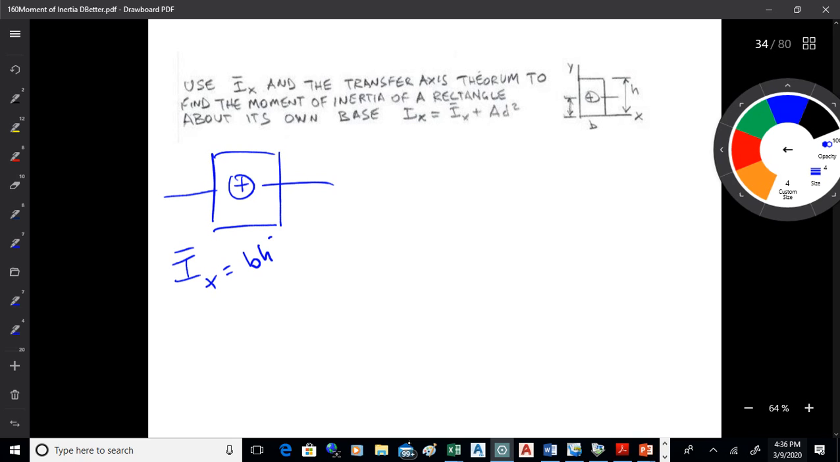So I bar x is what? bh cubed over 12. But I want to get the moment of inertia about the base. So this distance here is what? H over 2, I think. Okay.